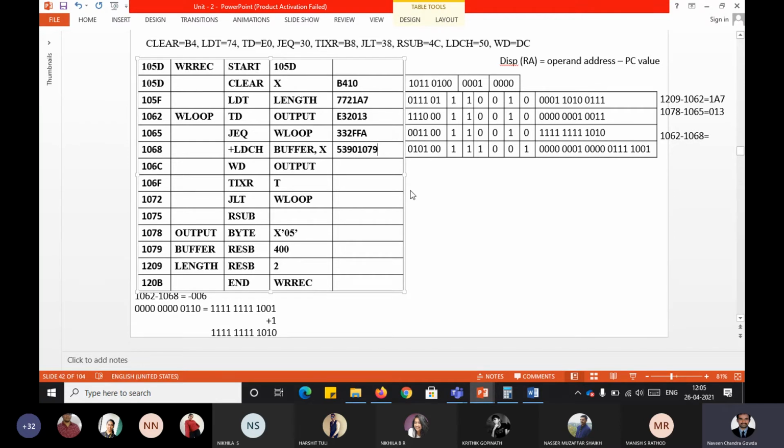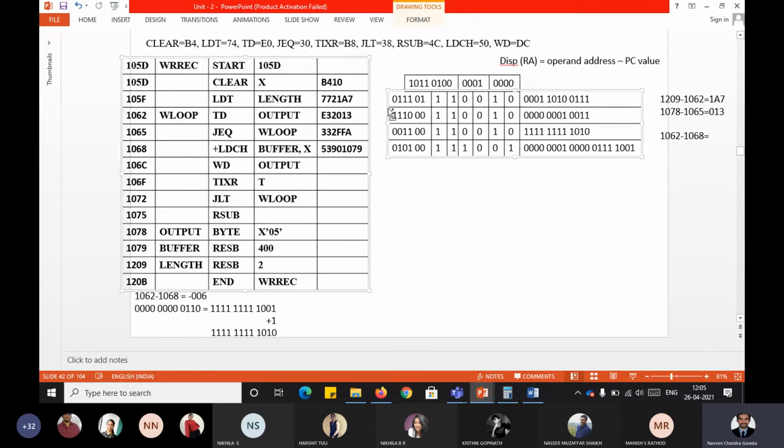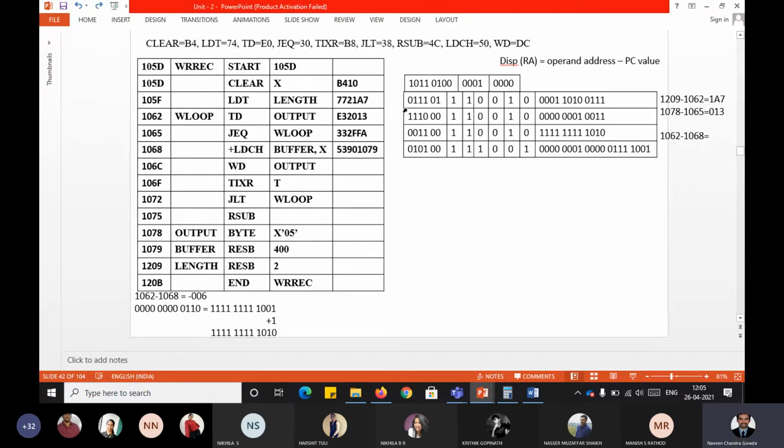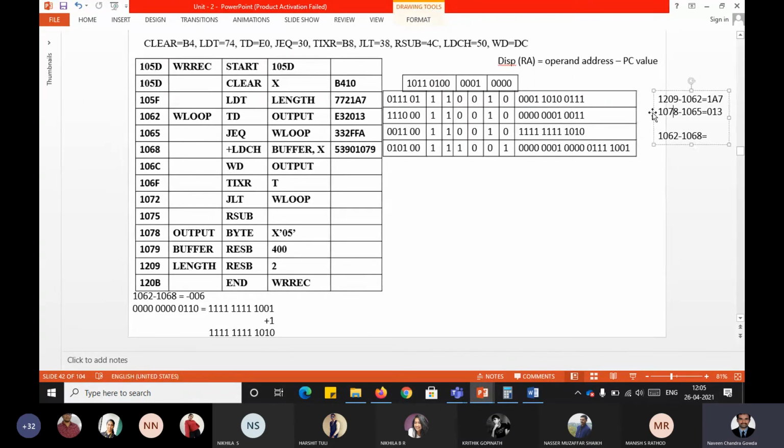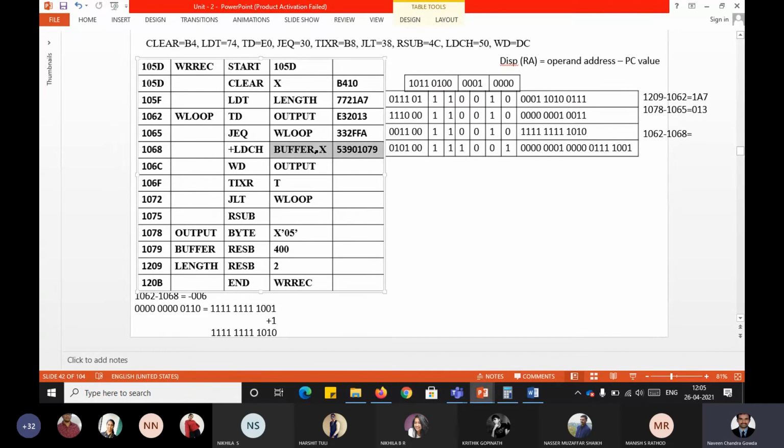Students, are you understanding? Yes, sir. So format 4 is 4 bytes, right? So that's how we'll be generating the object code for format 4. Okay, so we are done with LDCH buffer comma X.